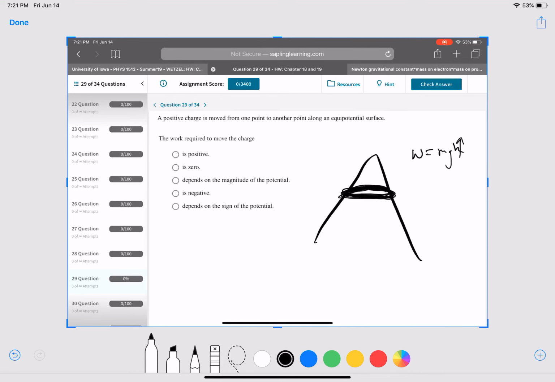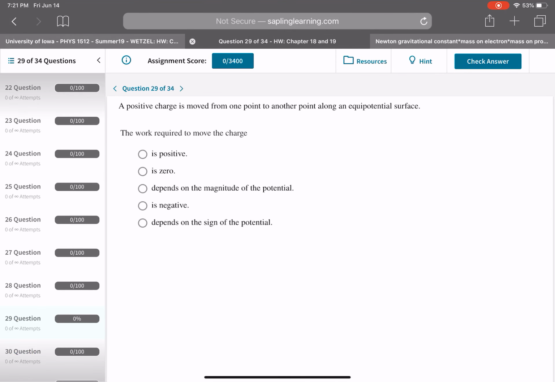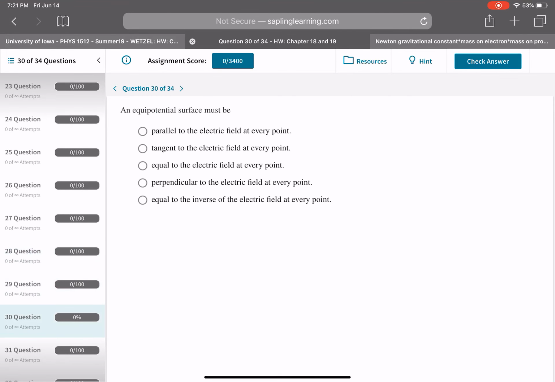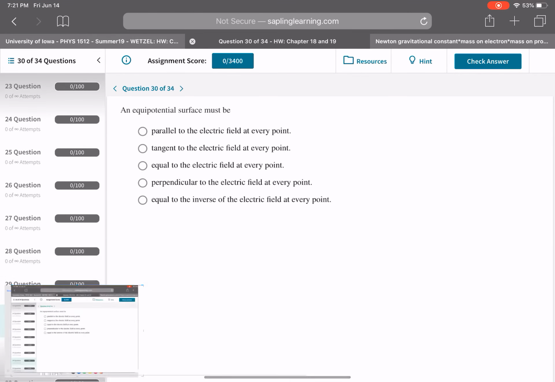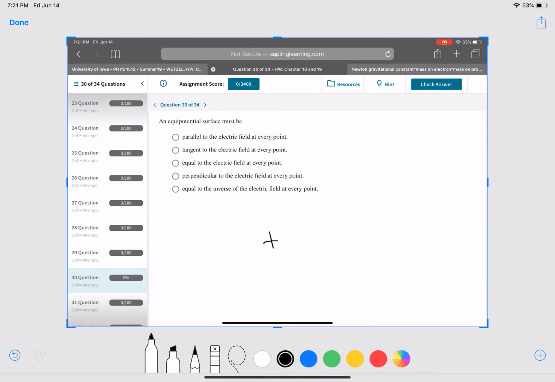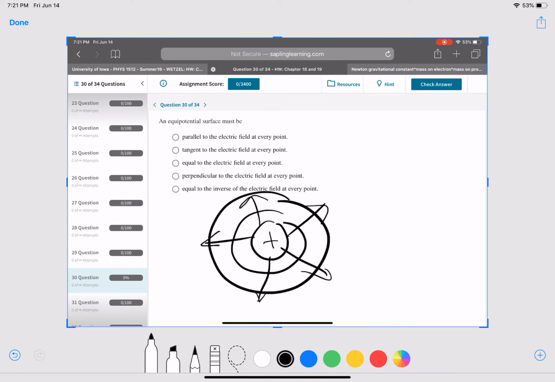This is the same thing if you move along an equipotential surface. The potential is the same all the way around, so the amount of work should be what? Okay, an equipotential surface must be, so remember we will have a surface, a charge like this, and it could be emanating electric fields, and remember equipotential lines are always at 90 degrees. What kind of term is that? Is that parallel, tangent, equal, perpendicular, or inverse?